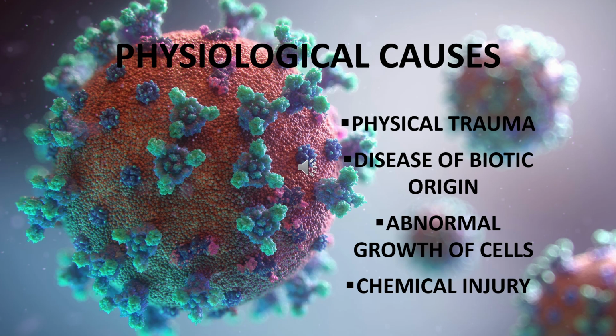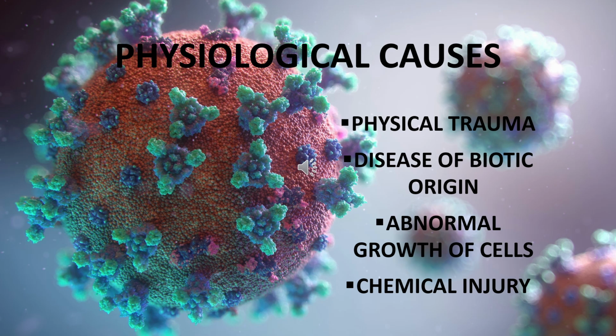The second one is disease of biotic origin. So here the biotic agents are the living organisms, that may be virus, bacteria, or any other organisms or microbes that cause illness or disease in a human body.